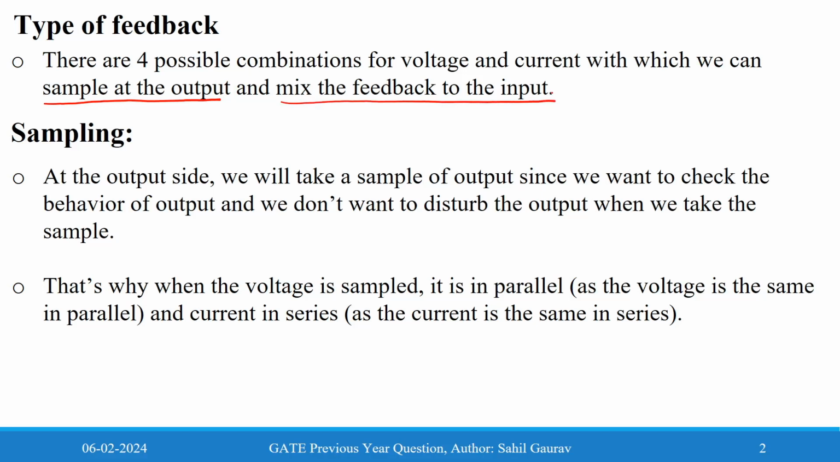For sampling at the output side, we will take a sample of the output. Since we want to check the behavior of the output, we don't want to disturb the output when we take the sample. So when the voltage is sampled, it is in parallel, as the voltage is the same in parallel. And current should be in series, as the current is the same in series, because we don't want to disturb the output when we are taking the sample.